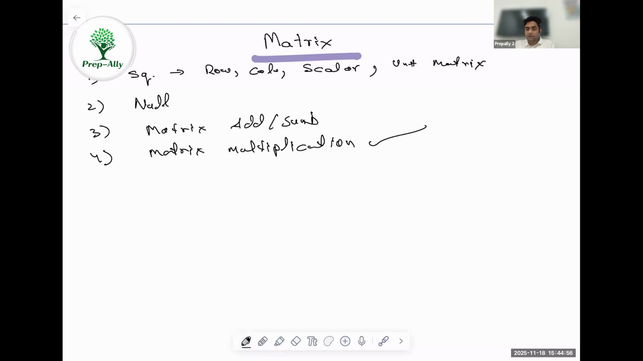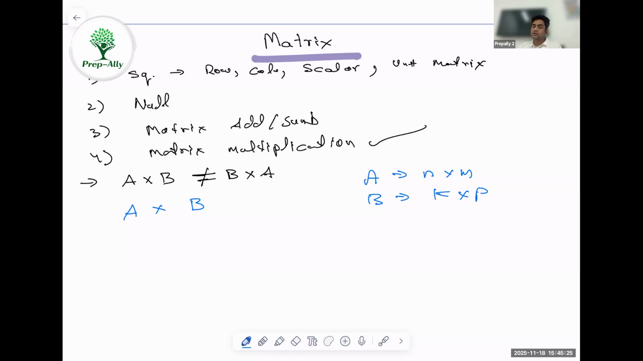In fact, in matrix multiplication, we'll just quickly cover this part. Always remember that A into B, if they are matrices, in normal algebra it works, but with matrices, A into B is not equal to B into A. In some rare cases they can be equal, but not in general. Why are we saying this? Because when we multiply a matrix A of order n cross m with a matrix B of order k cross p, the only way we can multiply is when m is equal to k.